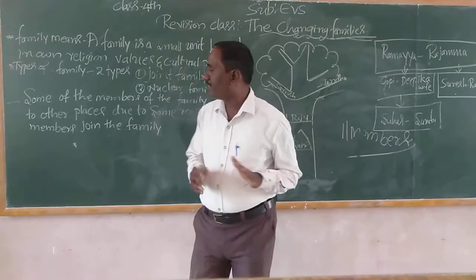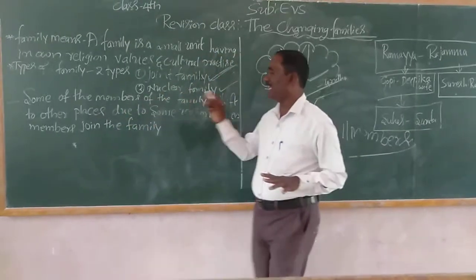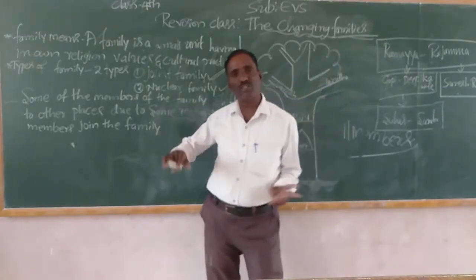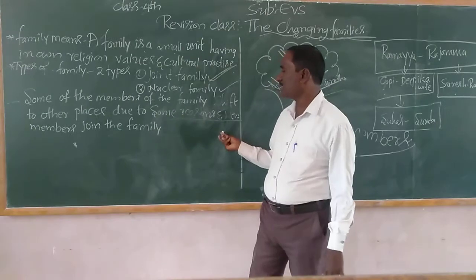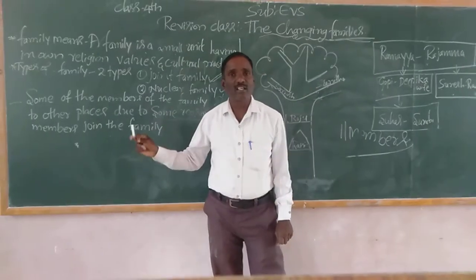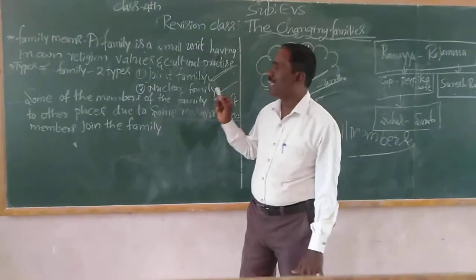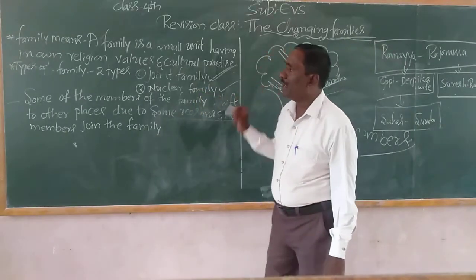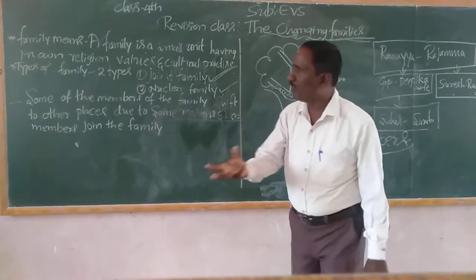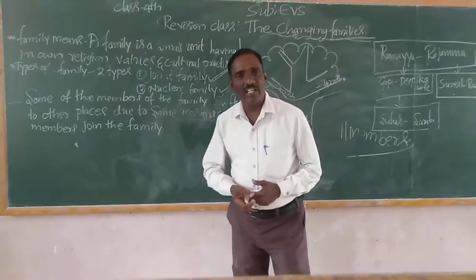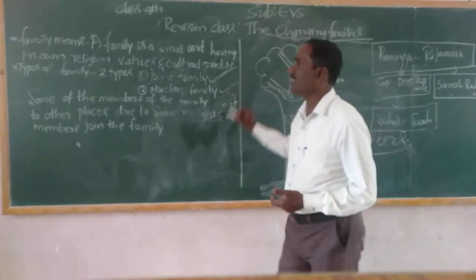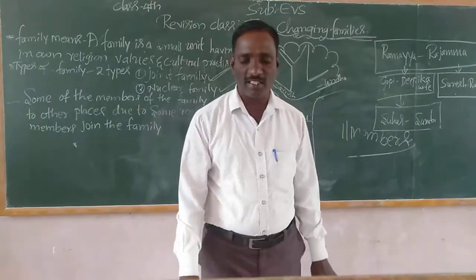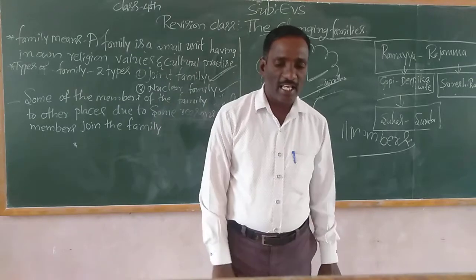Totally, you can understand that some of the members of the family shift from one place to other places due to some reasons, and new members join the family. Family is of two types, joint family and nuclear family. A family is a small unit having its own religions, values and cultural practices. It is called a family. You have identified the changes that have taken place in Ramayya's family over the years.